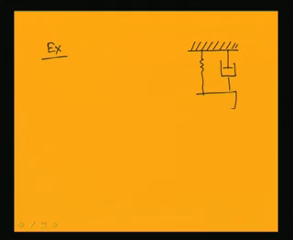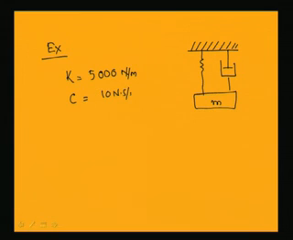Let us take a system which is modeled as a single degree of freedom system, with spring, mass and damper, and in this case let us take k equal to 5000 Newton per meter, c equal to 10 Newton second per meter, and mass equal to 50 kg.